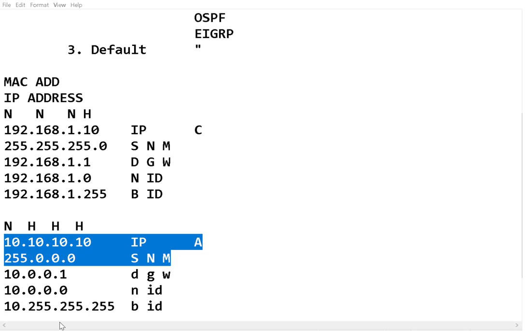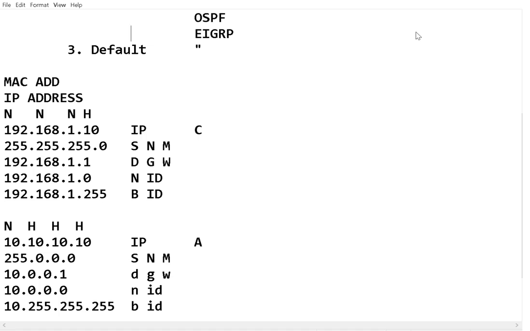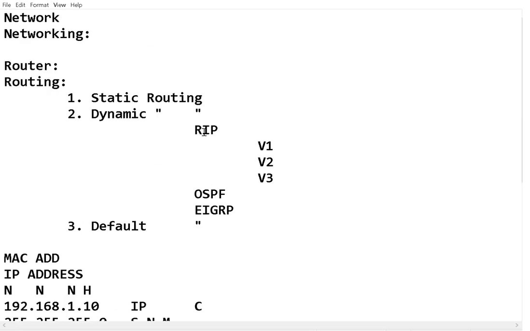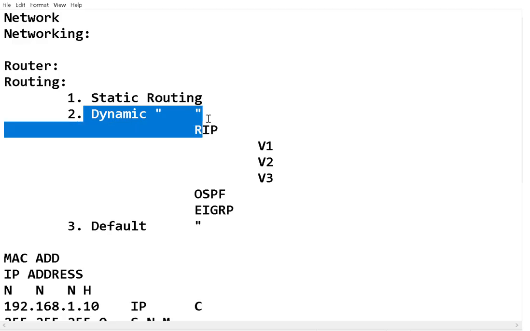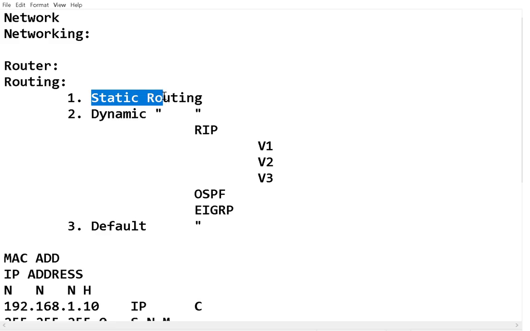Now, shall I start the topic RIP? RIP is dynamic routing, compared to static routing, and then we go to more advanced. In static routing, the route is defined manually by the administrator. In dynamic routing, the route is defined automatically by the device. The device takes care of it automatically, which means the admin job is very much less.